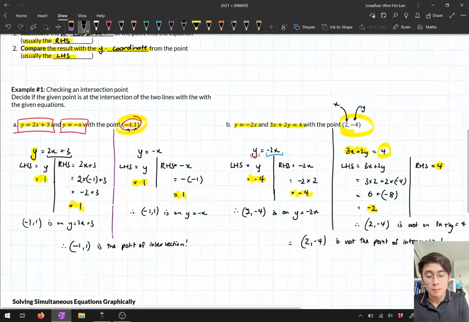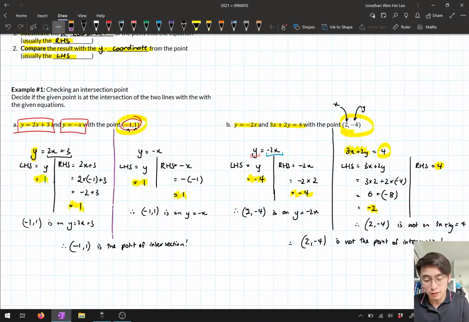So that's how we check if a point of intersection is on a line. We substitute that point into both of the equations in our question. If it lies on both of those lines, that means it is our point of intersection and we're good. If it doesn't lie on both of the lines, then it's not good. It is not our point of intersection. Okay, that's the first part of today's lesson.